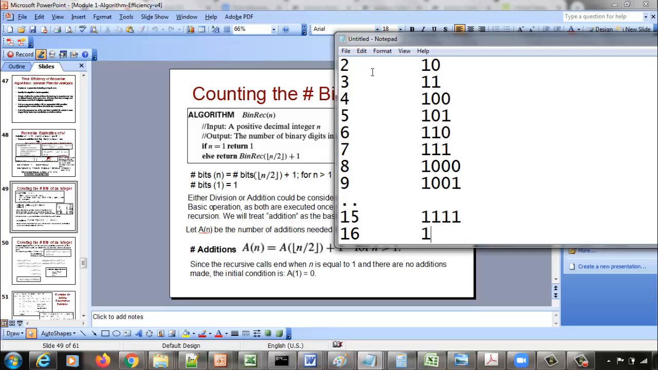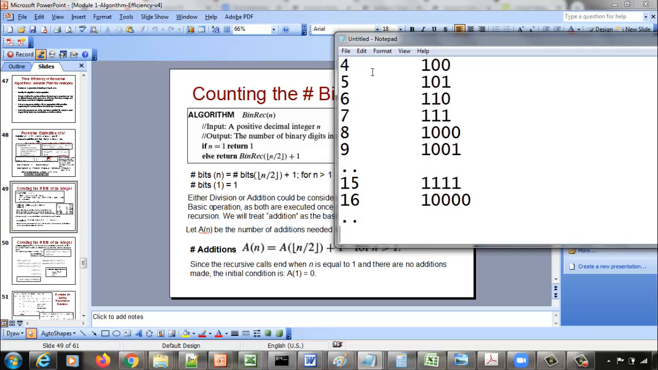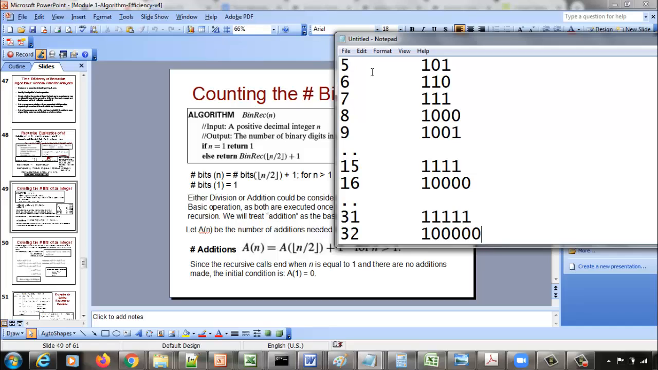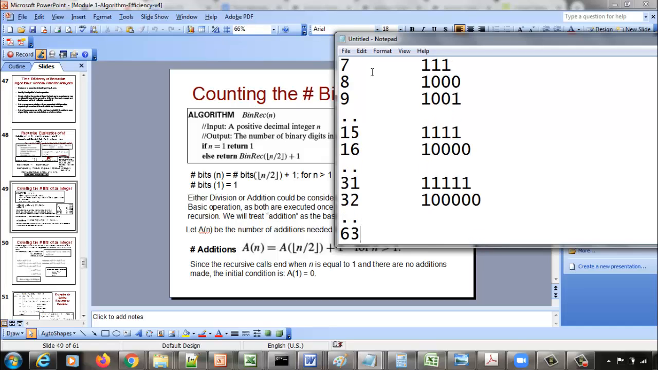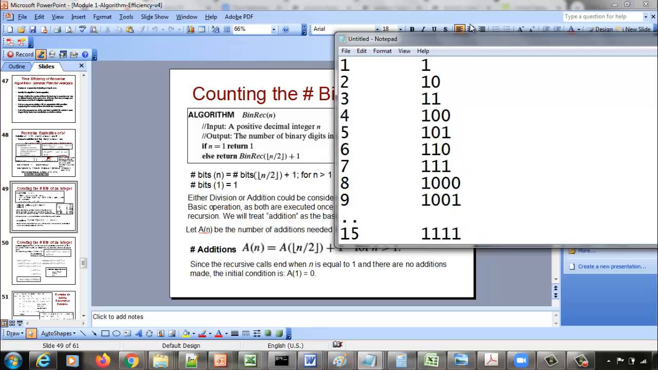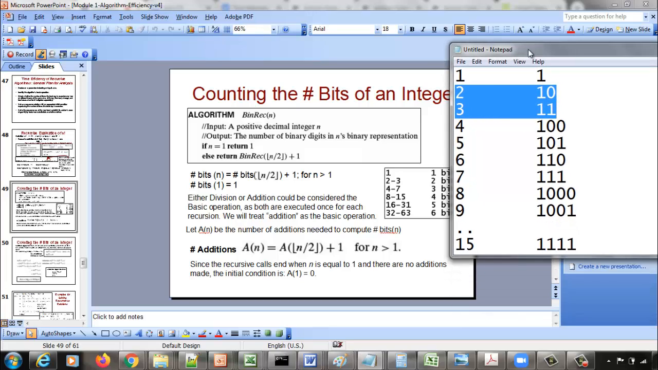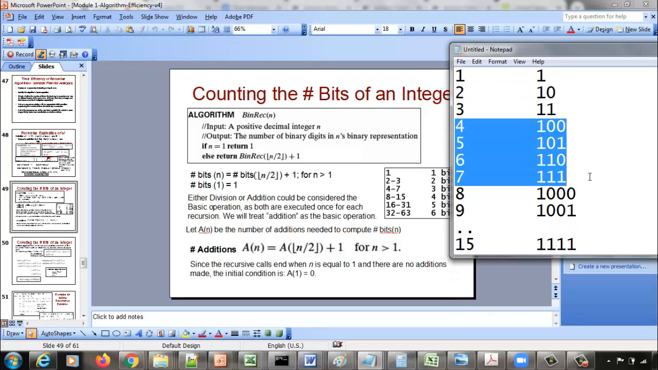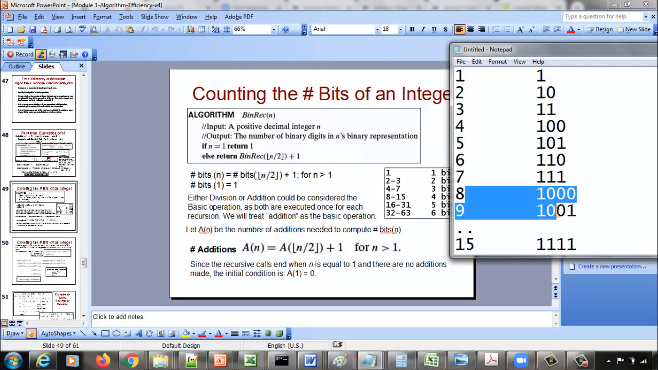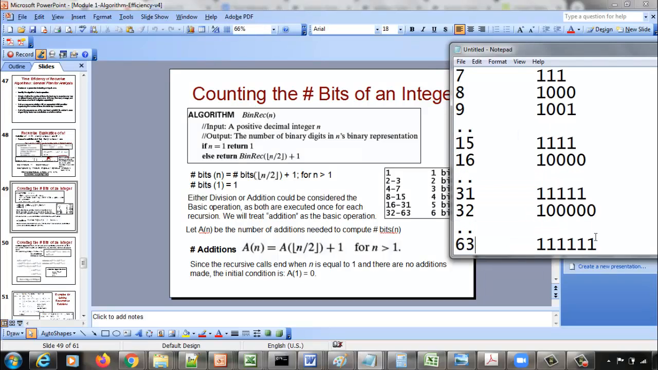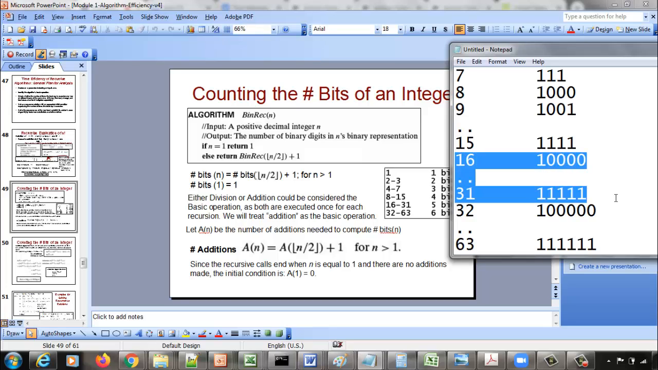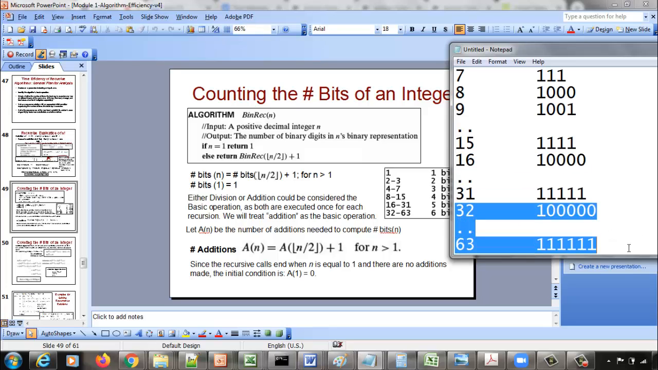Then 16 is 1 0 0 0. You can go all the way to 31, which will be 1 1 1 1. Then 32 is 1 0 0 0. You can go all the way to 63 as 1 1 1 1. So that's what I show here. For 2 and 3, we need 2 bits to represent them in binary. From 4 to 7, we need 3 bits. From 8 to 15, we need 4 bits. Then 16 to 31, we need 5 bits. Then 32 to 63, we need 6 bits.